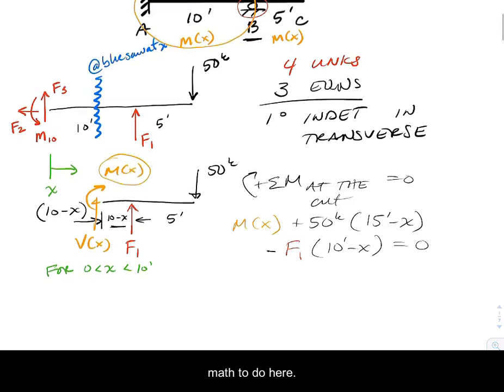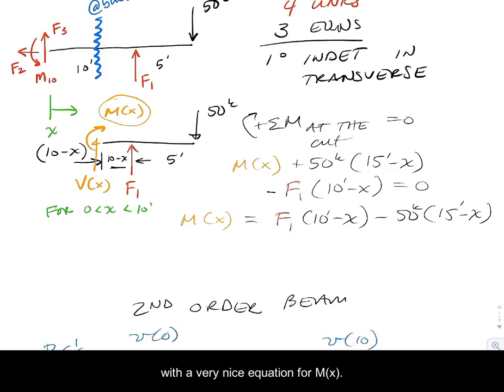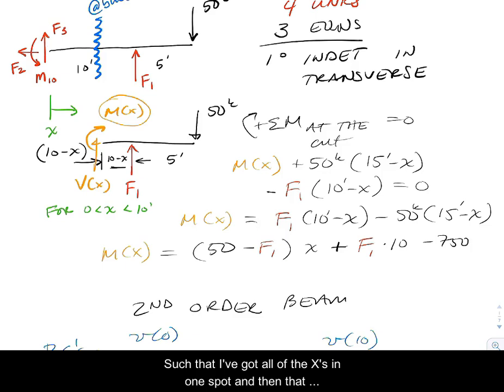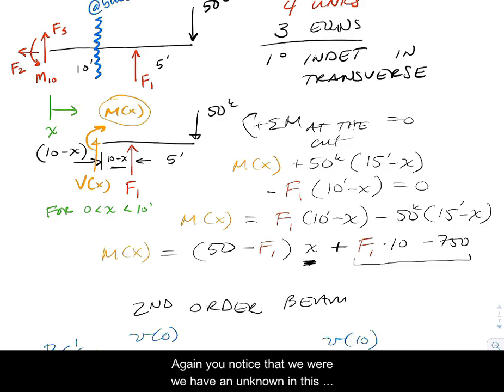So we've just got a little bit of math to do here. And if we do that, we end up with a very nice equation for M of x. I'm just going to reshuffle that slightly such that I've got all of the x's in one spot, and then that is just a big constant right there. Again, you notice that we have an unknown in this equation, F1, and that's something we're going to be able to solve for.